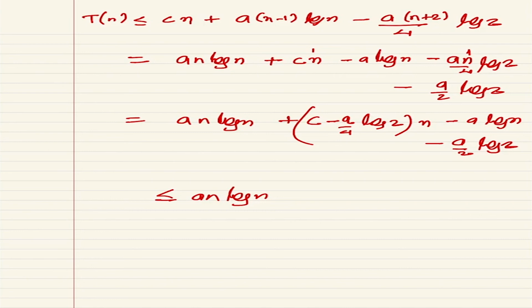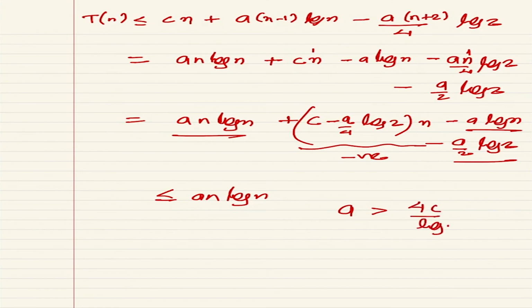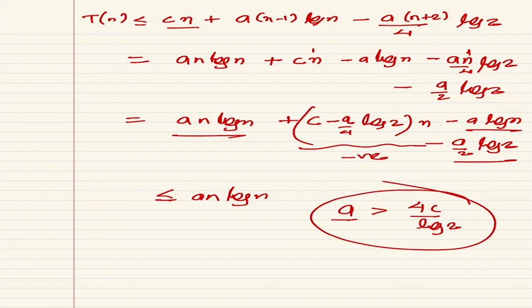Now when will this happen? So you see, this is a n log n minus this term minus this term. So if this whole thing becomes negative, that will be true. And when will this thing be negative? When a is greater than 4c by log 2. Right? And remember what is c? C is for the partition one, so I can find c first. Given c, I can always find a such that this holds true. So I can always find an a.